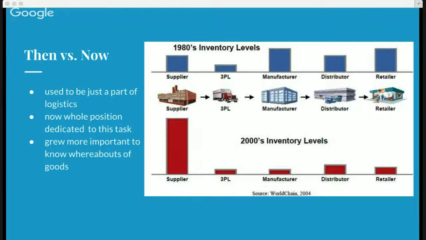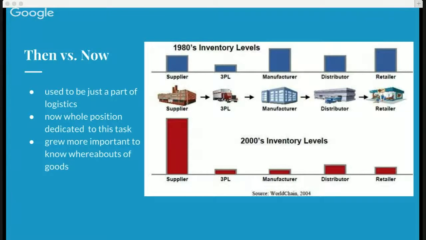So again, this is a graph that shows in the 1980s, there was more of an even distribution of who handled your package. And nowadays, it seems that the supplier has more of the power than the retailer or the distributor. And that just means that more of the responsibility is on the supplier to distribute the good rather than the retailer or the buyer or the website you're buying from.